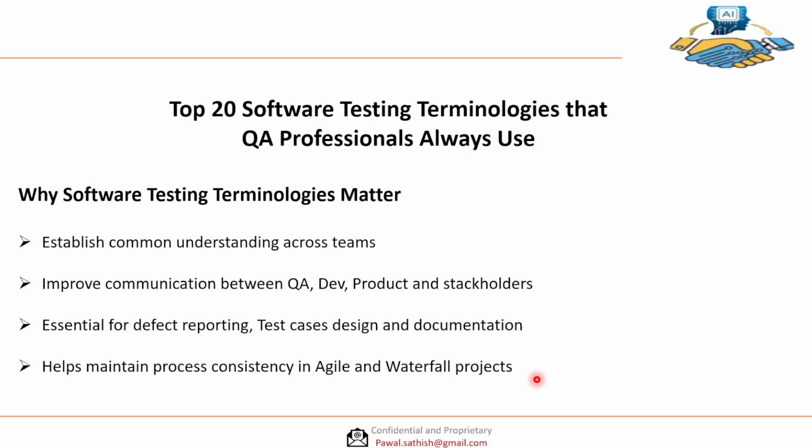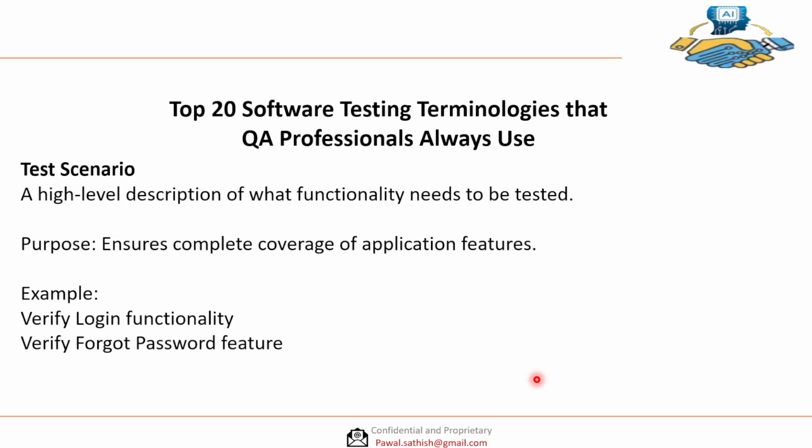So we'll start with the terminology. First is test scenario. It's a high level description of what functionalities need to be tested. The basic purpose is that it ensures complete coverage of the application features. For example, if we consider the login feature, then we'll say verify login functionality. Now this is the test scenario. When we say verify the login functionality, it's a high level scenario.